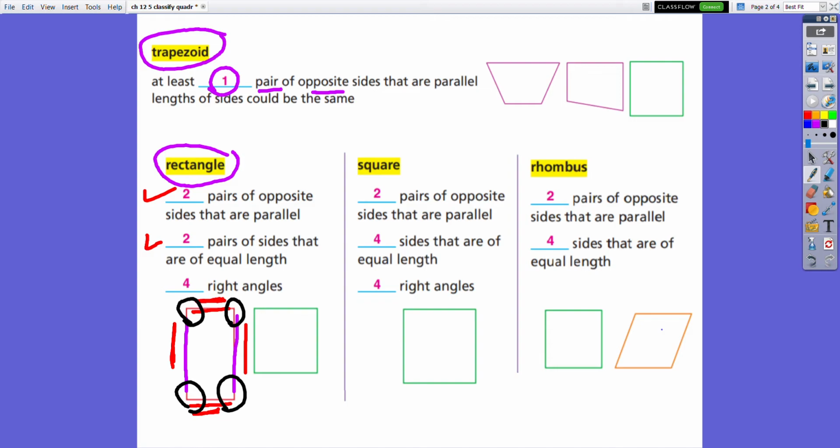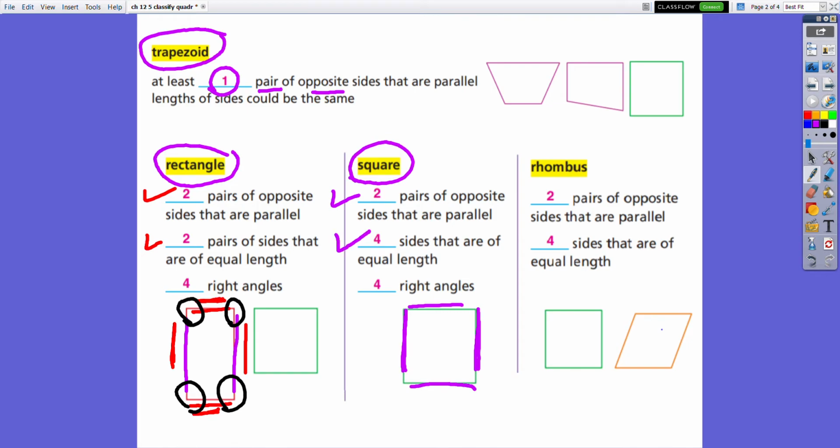Okay, look at the third sister here: square. What does a square mean? Square, it has 2 pairs of opposite sides that are parallel. Yes, this side is opposite to this, and those 2 are parallel, and this side is opposite to this, and those 2 sides are parallel. So we're done with the first one.